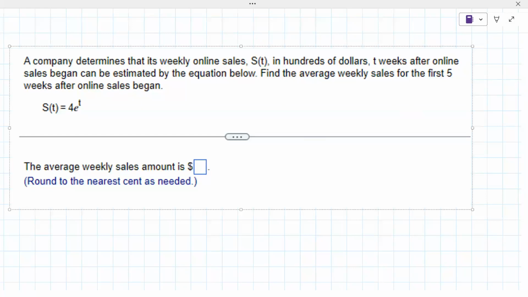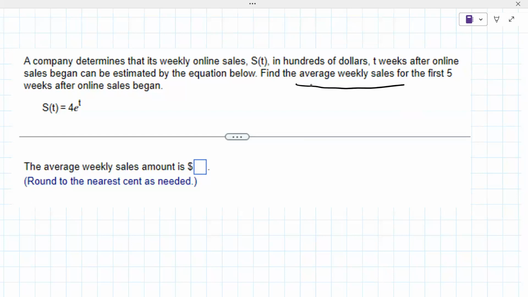Okay, all right. Find the average weekly sales. So this is a known integral. The integral for average is 1 over b minus a, integral from a to b, of f of x.